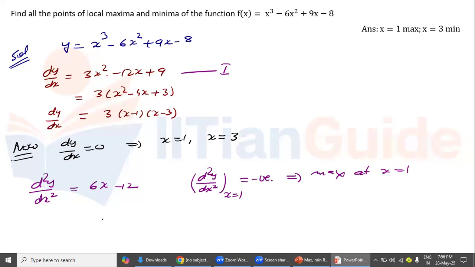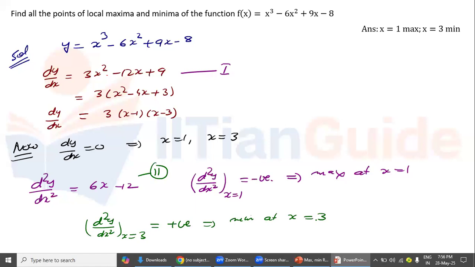Now I will calculate the second derivative at the point x is equal to 3. The value of the second derivative at the point x is equal to 3: the equation is here. If I put x to be 3, I am going to get a positive value, plus 6. So that means it is minimum at the point x is equal to 3. Is it clear? Speak quickly.